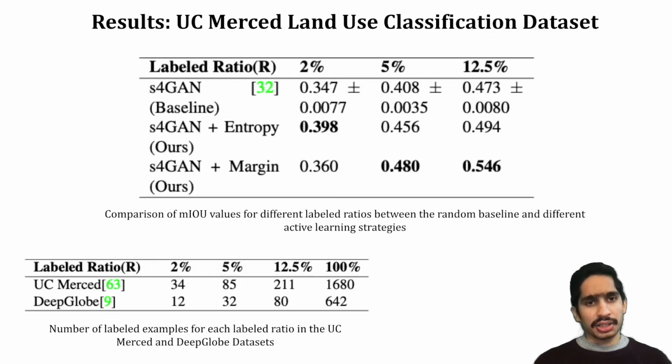These are our results. This slide shows results on the UC Merced land use classification dataset. Baseline is the S4 GAN with randomly sampled instances. The other two rows are two different active learning strategies. The table on the left bottom shows the number of samples for the particular labeled ratio.